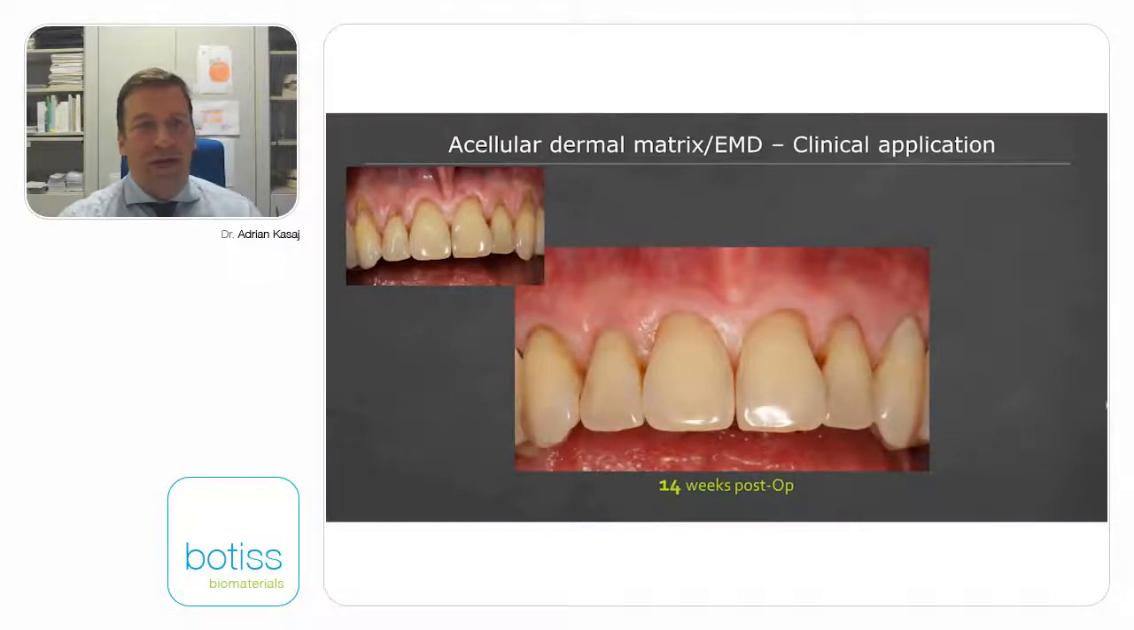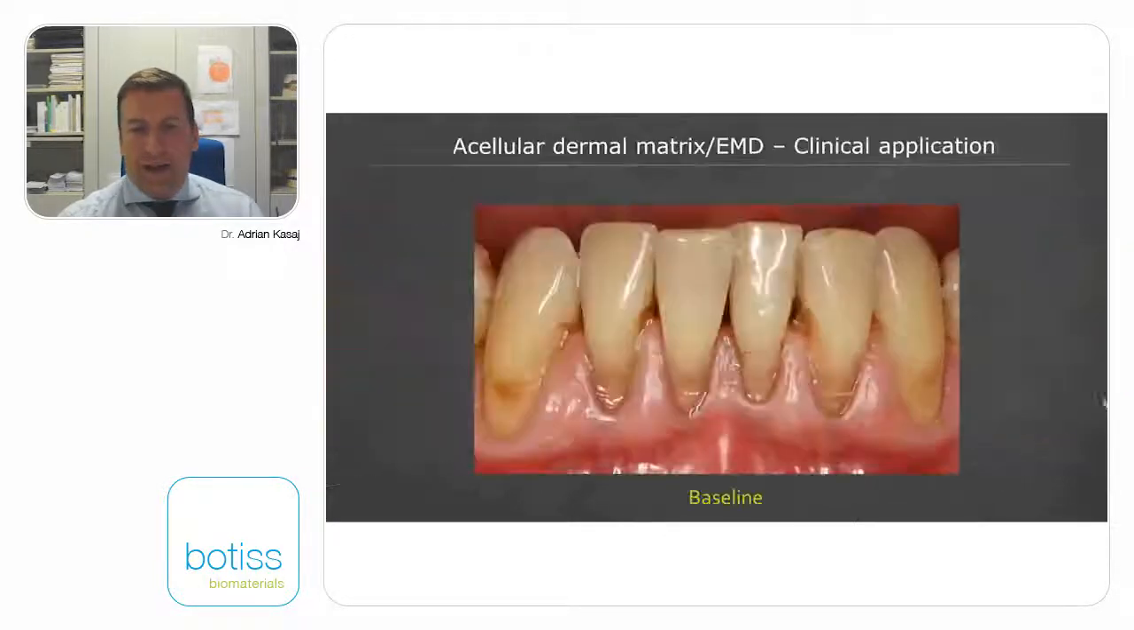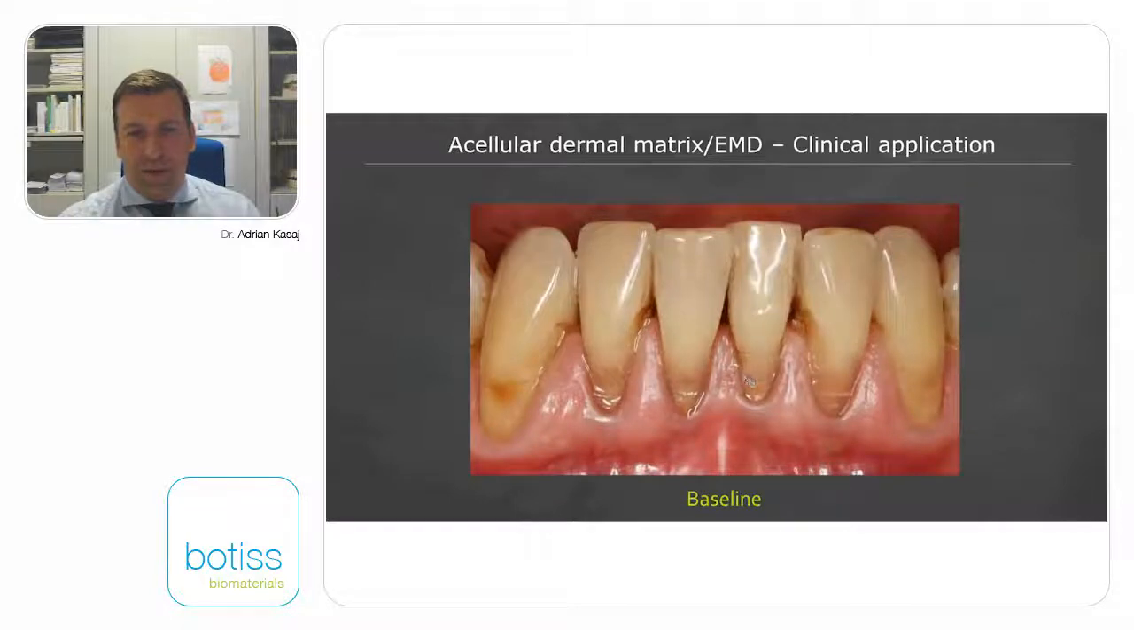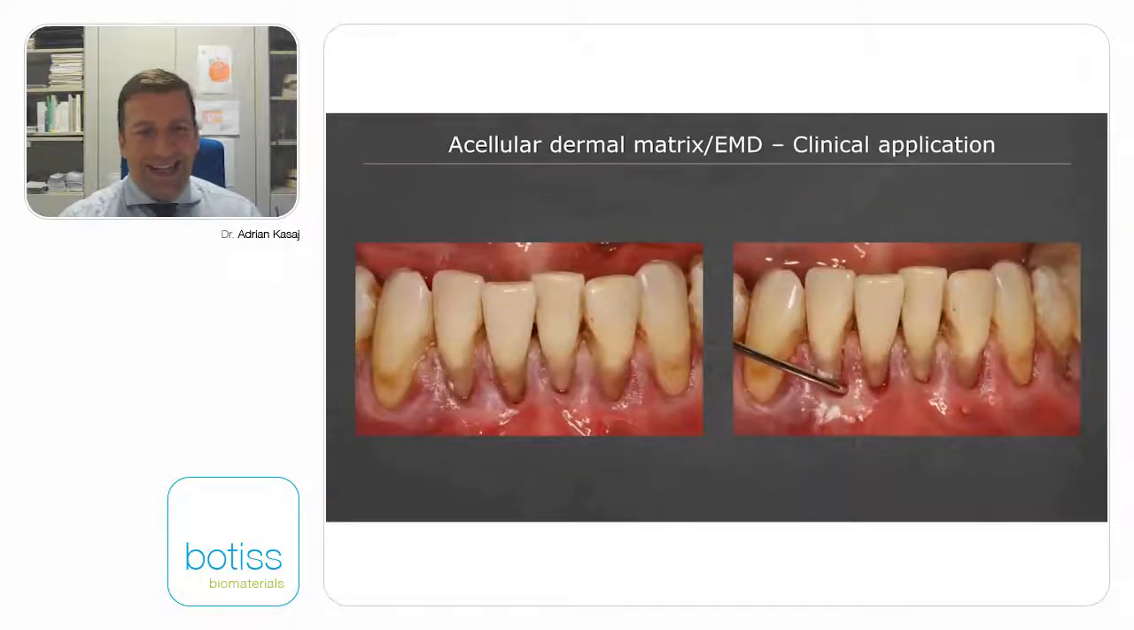And if we go to the same patient in the lower anterior, again, here some deep abrasion defects, class 3 recession defects. Here a minimal amount of keratinized tissue in this area. You can see the tunneling of this area. Application of Emdogain to the root surfaces.